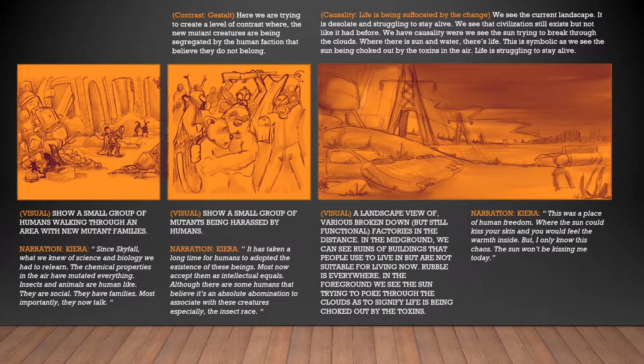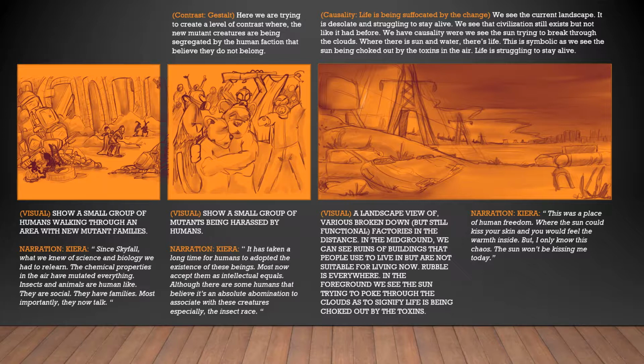Next scene, we show a small group of humans walking through an area with new mutant families. Since Skyfall, what we knew of the sciences and biology we had to relearn. The chemical properties in the air have mutated everything. Insects and animals are human-like. They are social. They have families. And most importantly, they now talk.